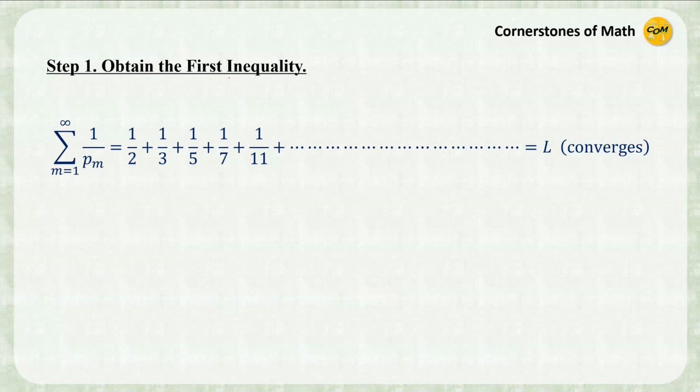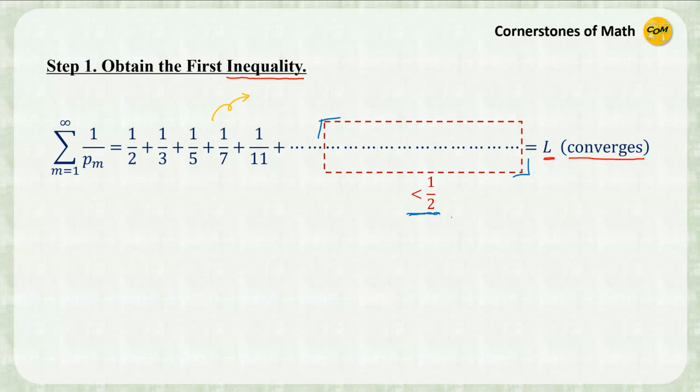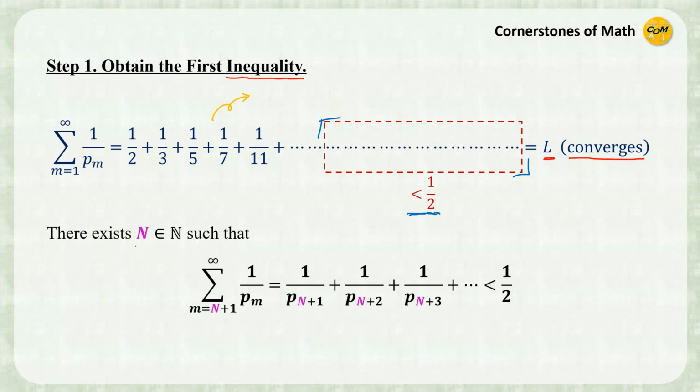We are going to derive a contradiction by setting up some inequalities. The first inequality comes from the following observation. Since we just assumed that this series converges to some finite value, we can simply cut out some of the front terms so that the sum of the remaining terms becomes less than 1/2. In a more formal language, we can say that there exists a natural number capital N such that the sum of 1 over Pm, where m changes from N plus 1 to infinity, so this series, starting from 1 over p N plus 1, is less than 1/2.